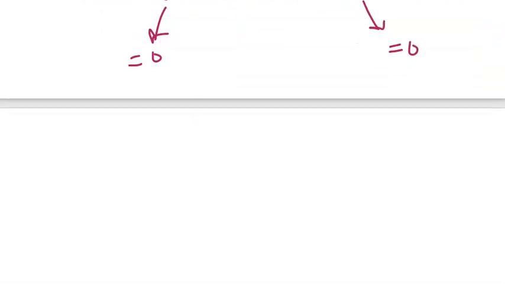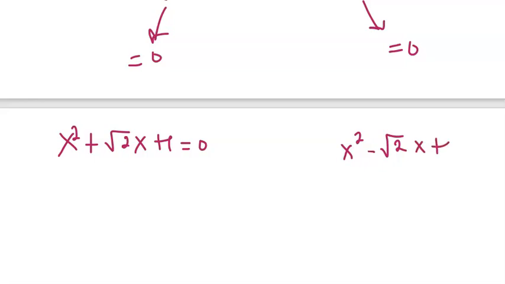So let's solve. We have the first, x squared plus square root of 2 times x plus 1 is equal to 0. And we have the second here, x squared minus square root of 2 times x plus 1 is equal to 0. So solve this quadratically.